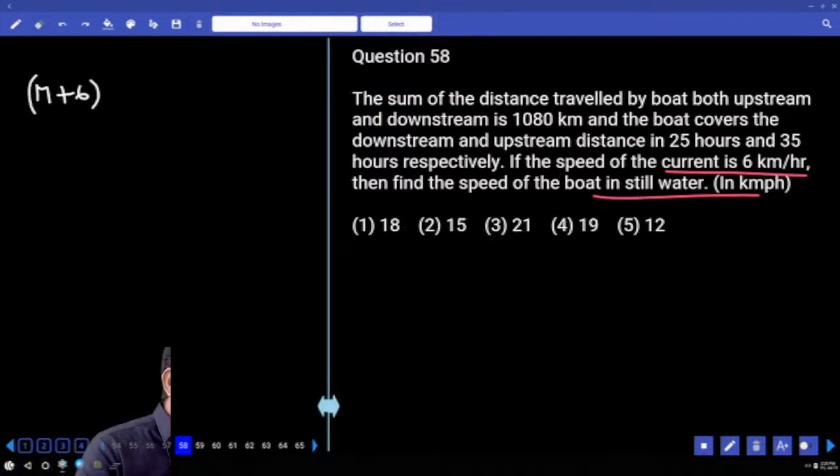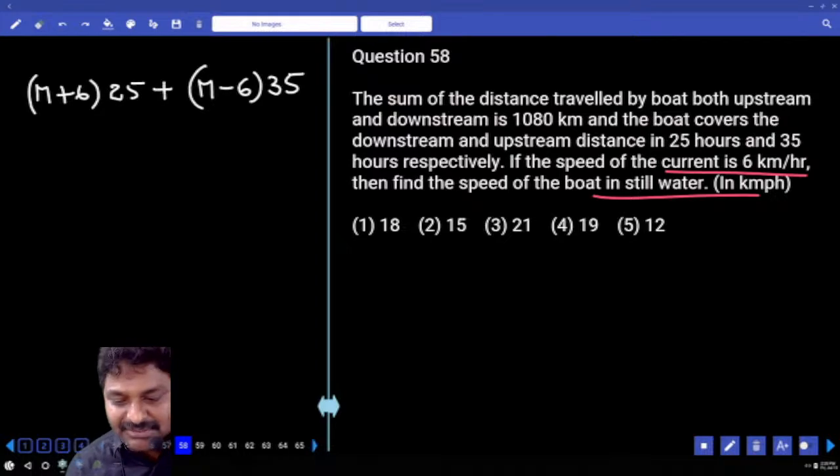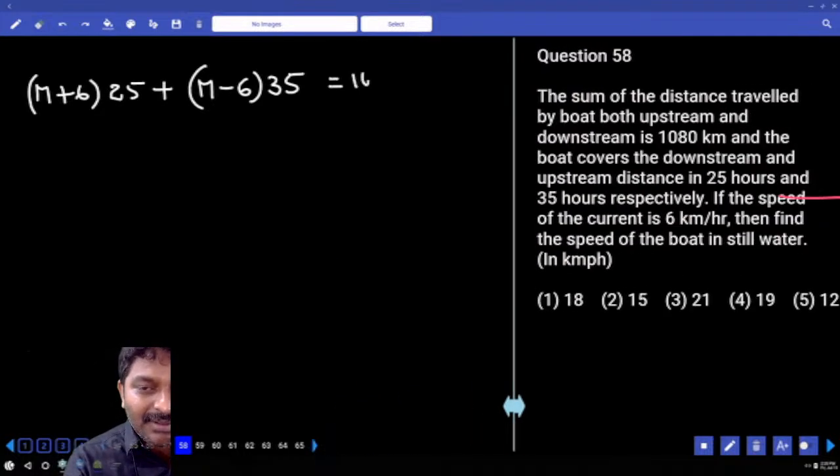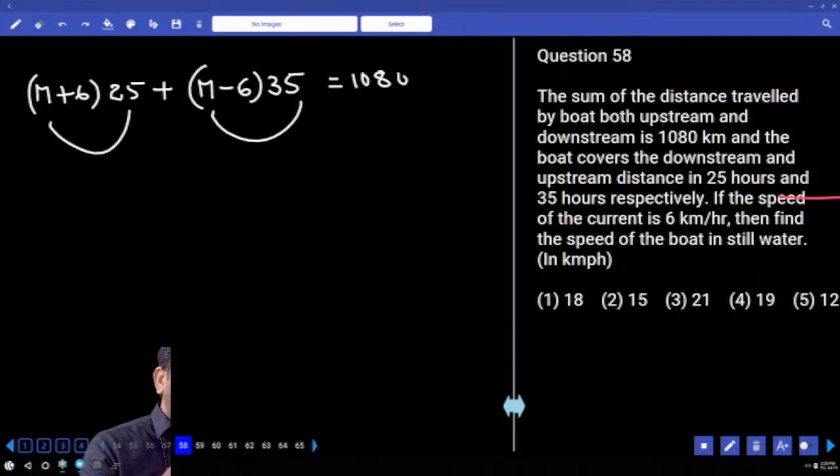Then distance covered in downstream is equal to downstream speed multiplied by time, 25 hours. Upstream speed is m minus 6, multiplied by its time. This is the distance covered in upstream, and the total distance is 1080. Okay, 1080. 35m, 25m total.